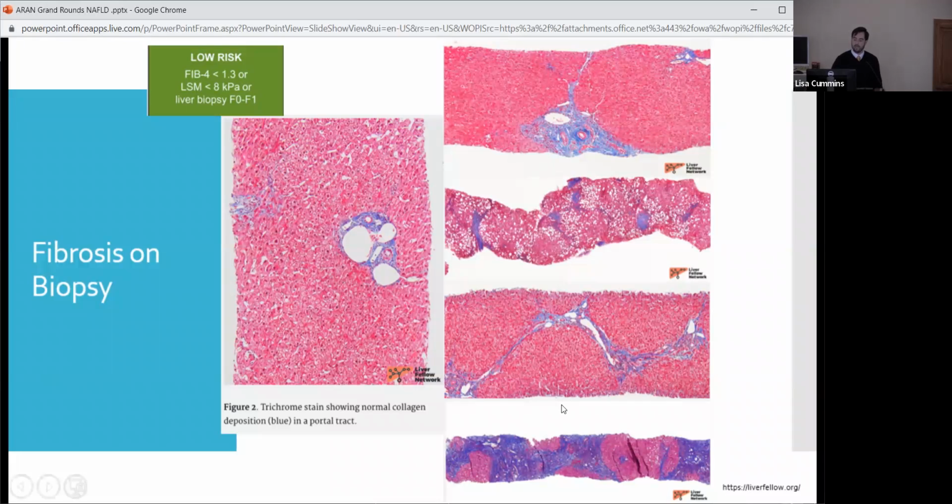When you get to F3, you're starting to see bridging. So you're making these septa or bridges from one portal tract to another portal tract. And when you get to cirrhosis, you're starting to see regenerative nodules and the classical nodule-looking liver. And this is only a biopsy, so you could imagine if you expanded this out or saw this in 3D, this fibrous band would make a complete circle. And you could see that this would make huge bridging fibrosis between normal liver.